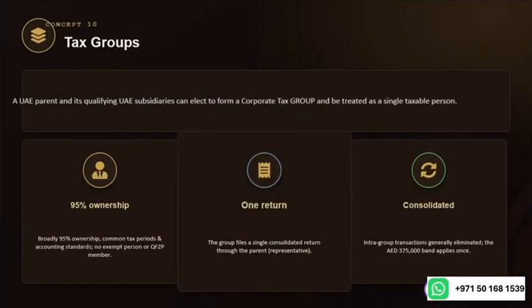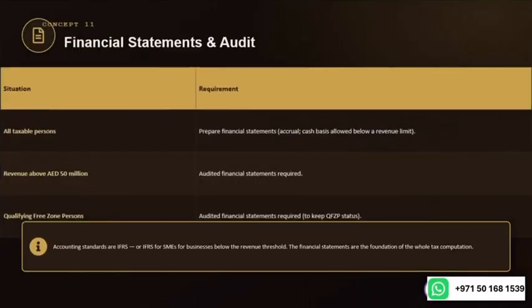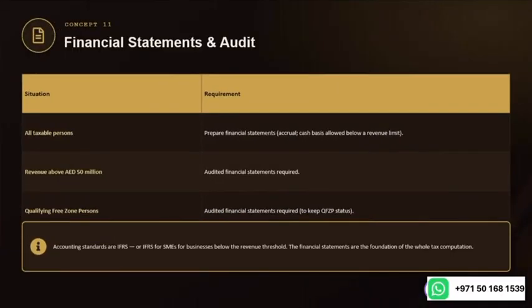Learn about forming tax groups, allowing subsidiaries to file a single consolidated return and benefit from consolidated accounting. Understand the financial statement and audit requirements for different revenue levels and qualifying free-zone persons.